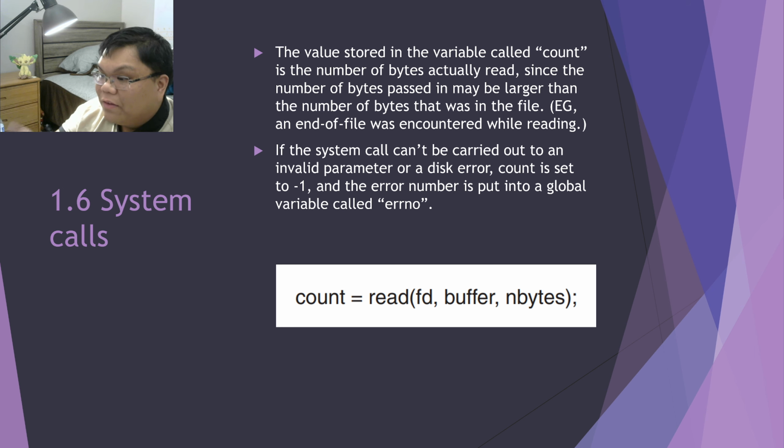If we can't read the file, say there's a disk error, or we passed in something wrong, or we tried to read a file that doesn't exist, or we tried to read a file that we don't have permission to read, then that number of bytes read is going to be -1. So read is going to return -1, and the error number, so we know what went wrong specifically, is going to be put into some global variable called errno.